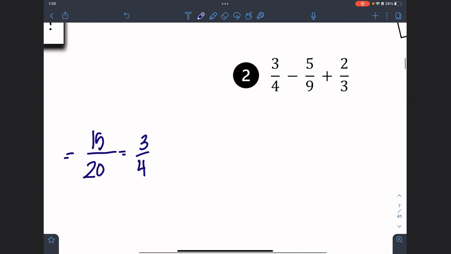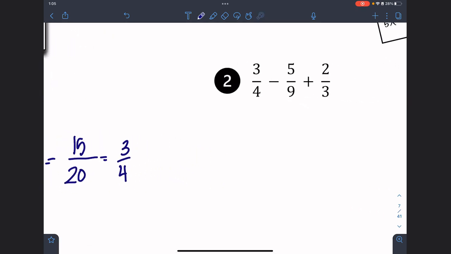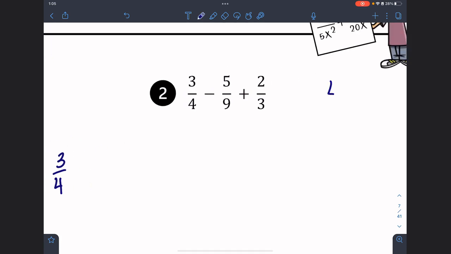Okay, so the next one, we now have 3 denominators to consider, a 4, a 9, and a 3. And again, we're wanting to come up with the idea of a least common denominator, your LCD. And so what is the smallest number that all of these go into? And it may help you to list your factors out. So some of you may see this right away. That is fine. If you don't, then you want to list your factors.